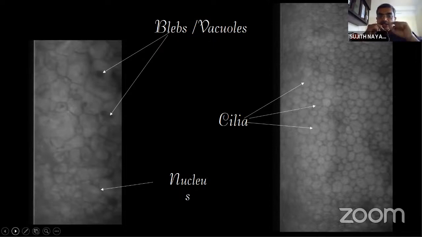On the right side, you can see very fine black dots inside the cell. These are called the cilia of the endothelial cells. And on the left side below, you can see white marks inside the cell in various parts of the cell. This is the nucleus of the endothelial cells.